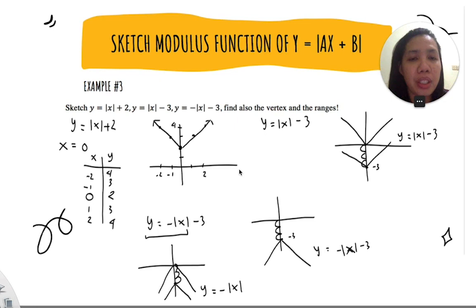Okay, the next thing we also want to find is the vertex and the range of the functions here. Now let's look at the first function here, y equals the absolute value of x plus 2. As we have seen here, the vertex of this function is 0, 2.